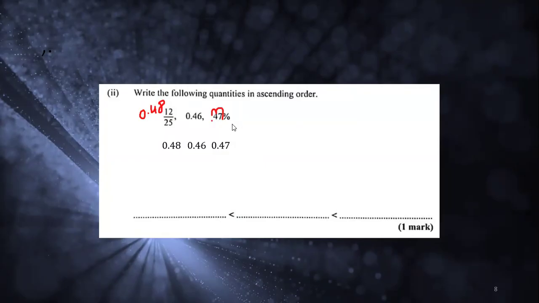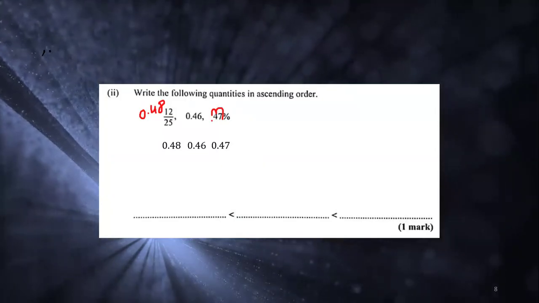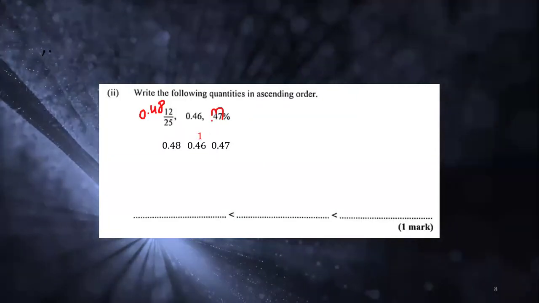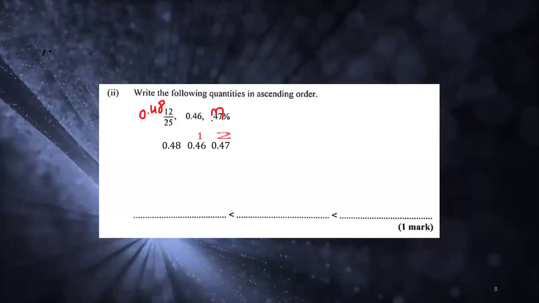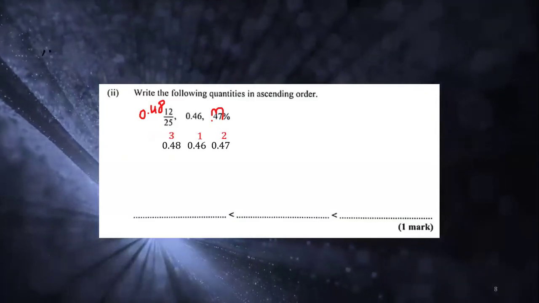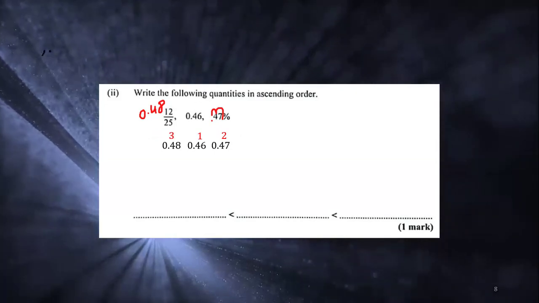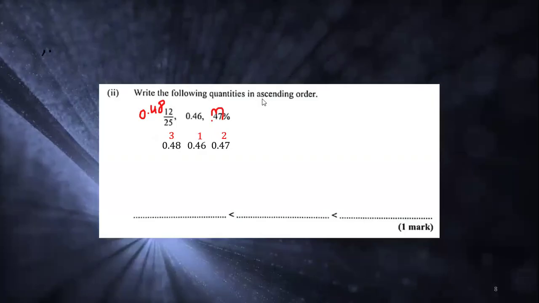So if you can see that, then clearly we know which is the first one, or which is the smallest numerical quantity: it is going to be 0.46, followed by 0.47, followed by 0.48. So clearly, we can now put them exactly in the order that is required, which is ascending order.